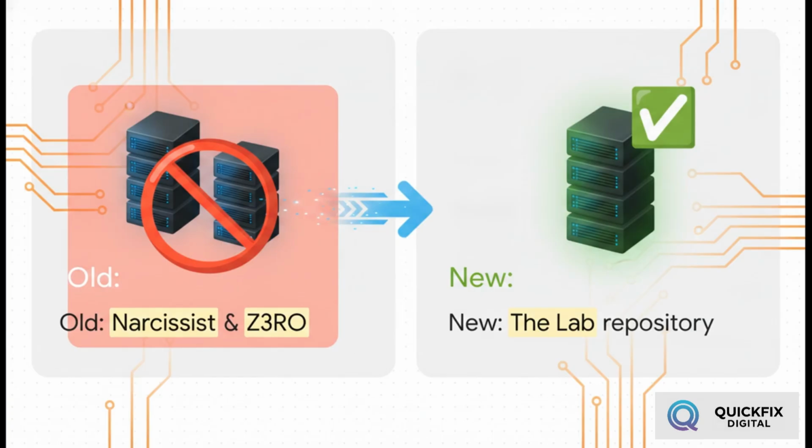Now, it's actually really crucial to know the history of this add-on, because if you try following older tutorials, you're going to hit a complete dead end. Torque Lite used to live in the Narcissist and 03 repositories, but it's completely gone from those servers now. Today, its official home is in the Lab repository, which is exactly what we're targeting here.